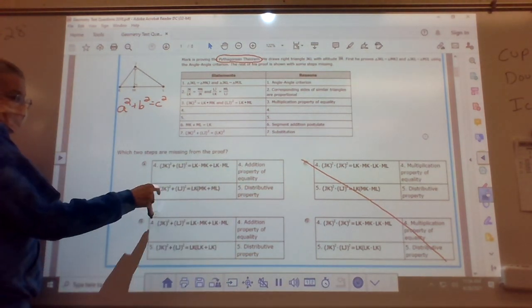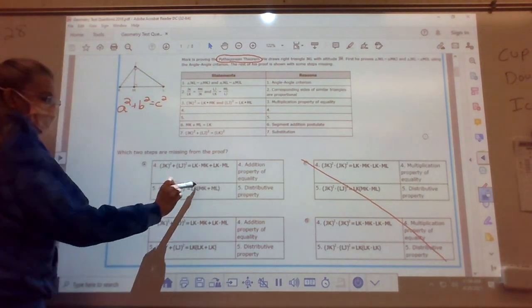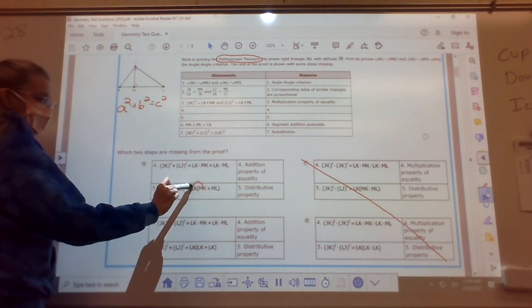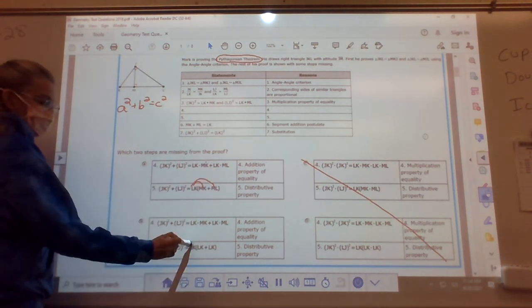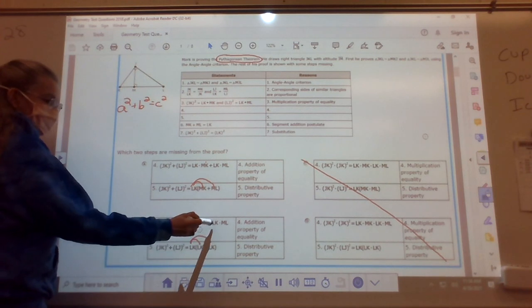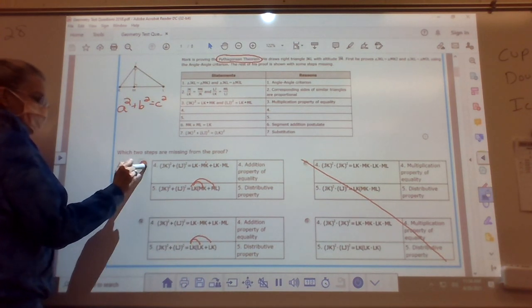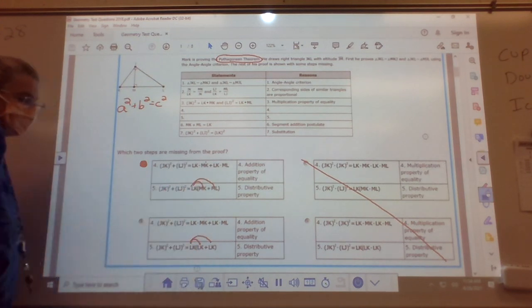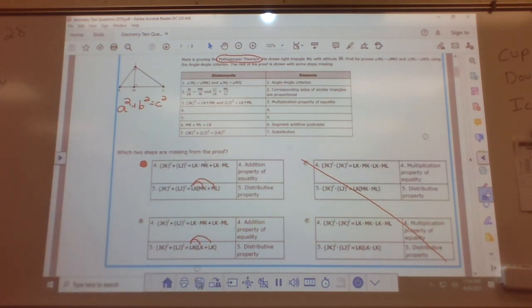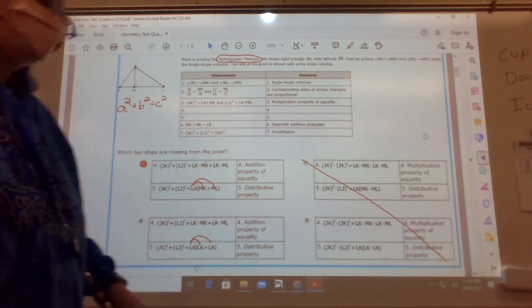This one, we're using distributive property. So LK times MK, LK times ML, that's what they had here, as opposed to this one, which was LK times LK. But that's not what this is. So it's got to be this one, because this one had the correct distributive property, this one didn't. So that's an example of how they might do a multiple choice proof. Let's look at the next one.